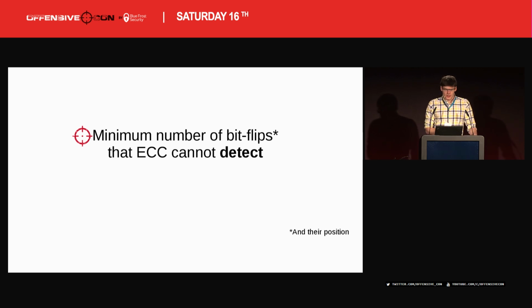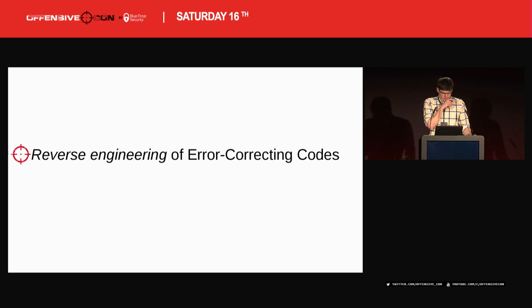So to further target our presentation, we want to find the minimum number of bit flips and also their position that ECC cannot detect. So why the minimum number? Well, because with Rowhammer we cannot actually trigger an infinite number of bit flips, right? With Rowhammer we can trigger several bit flips, and we want to have the highest chance to actually trigger bit flips such that the ECC cannot detect. So this will be our goal for this reverse engineering and the motivation behind it. I hope I convinced you why error correcting codes are interesting in the Rowhammer context.